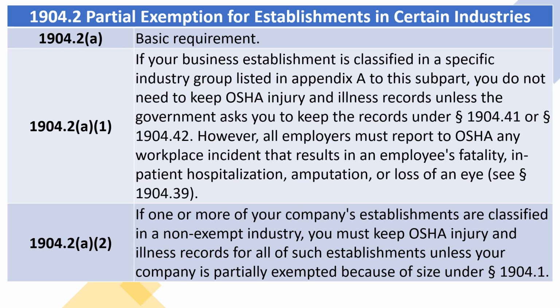However, all employers must report to OSHA any workplace incident that results in an employee's fatality, inpatient hospitalization, amputation, or loss of an eye, see Section 1904.39. 1904.2 A.2. If one or more of your company's establishments are classified in a non-exempt industry, you must keep OSHA injury and illness records for all of such establishments unless your company is partially exempted because of size under Section 1904.1.